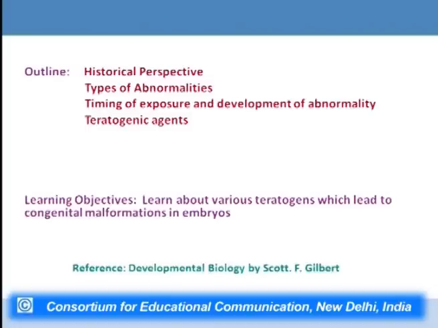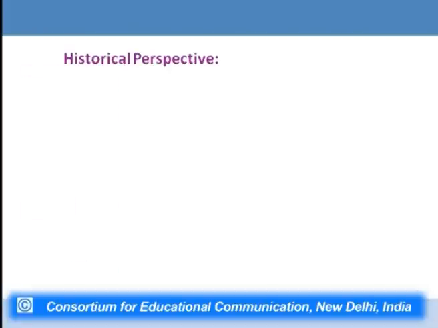So the learning objectives for this lecture are that after this lecture we will be able to tell what effect teratogens have on development of the embryo and how these teratogens lead to formation of aberrant individuals. The reference for this topic is some input I have taken from the book Developmental Biology by Scott F. Gilbert.